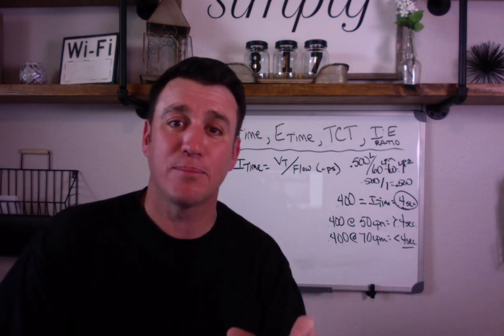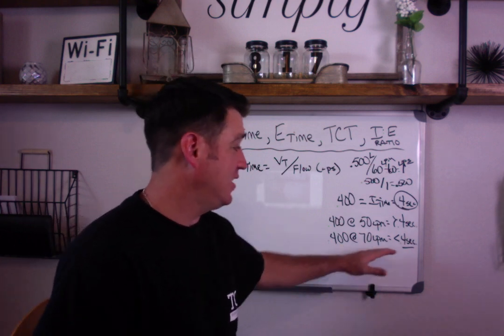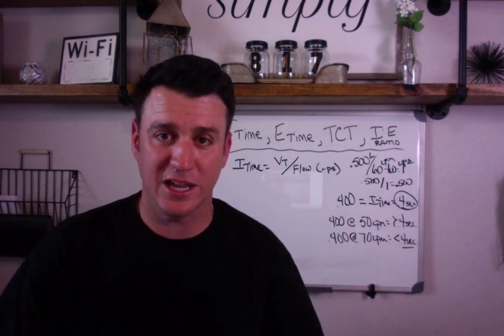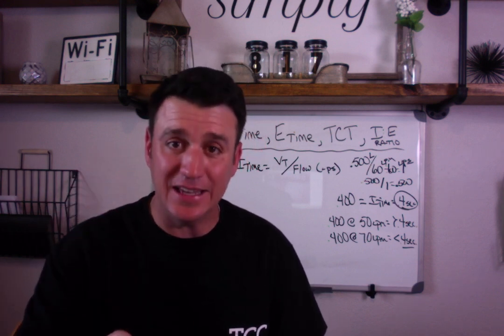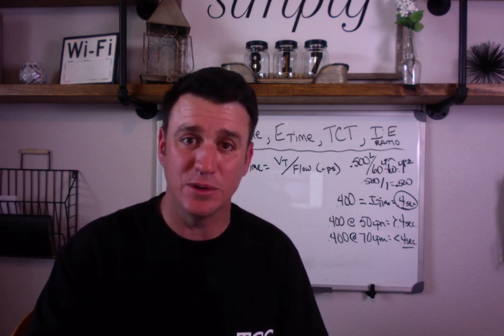If I'm delivering my breath at flows greater than 60 liters per minute, say 70 or 80, then my I time is going to be less than 0.4 seconds. Now, that doesn't tell you what it actually is. You still have to calculate it to know exactly what your I time is.